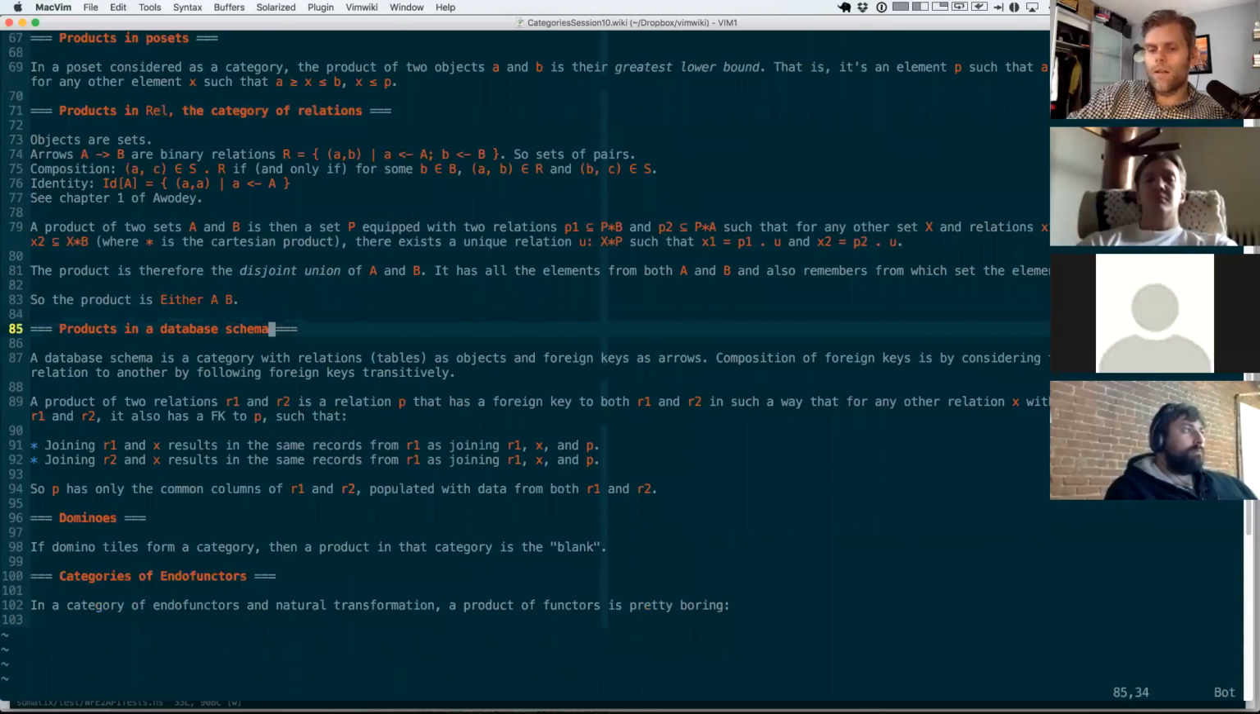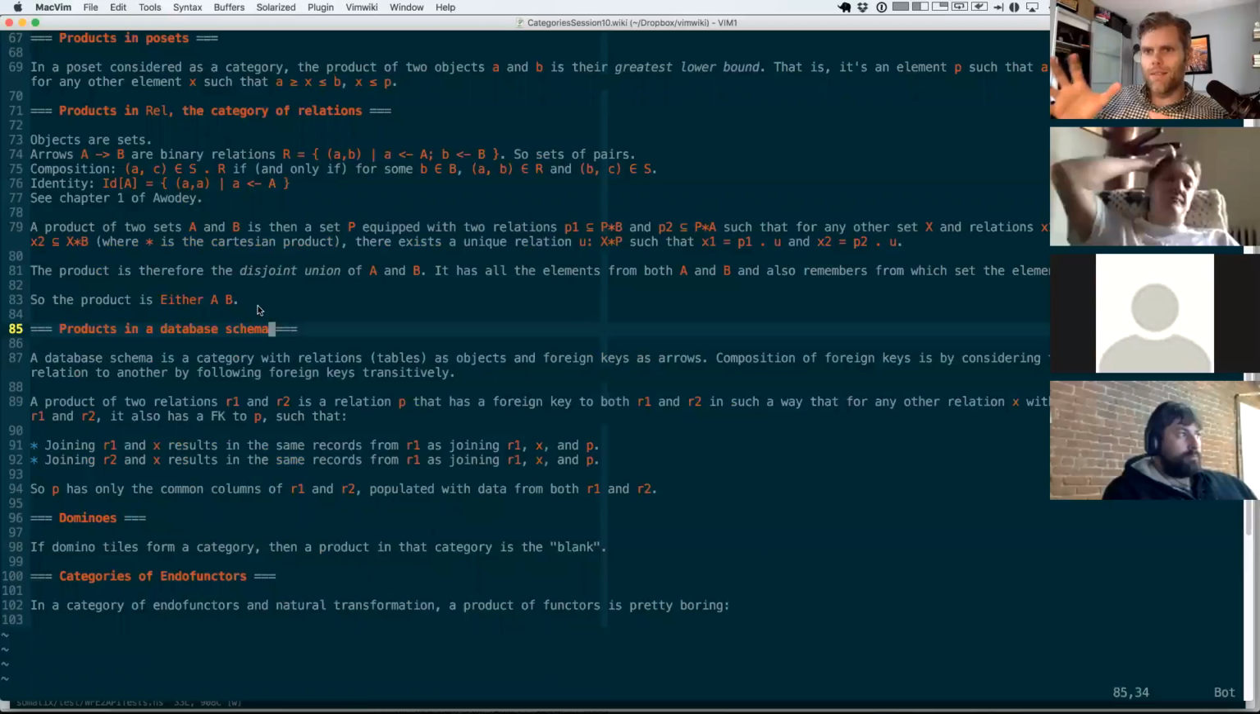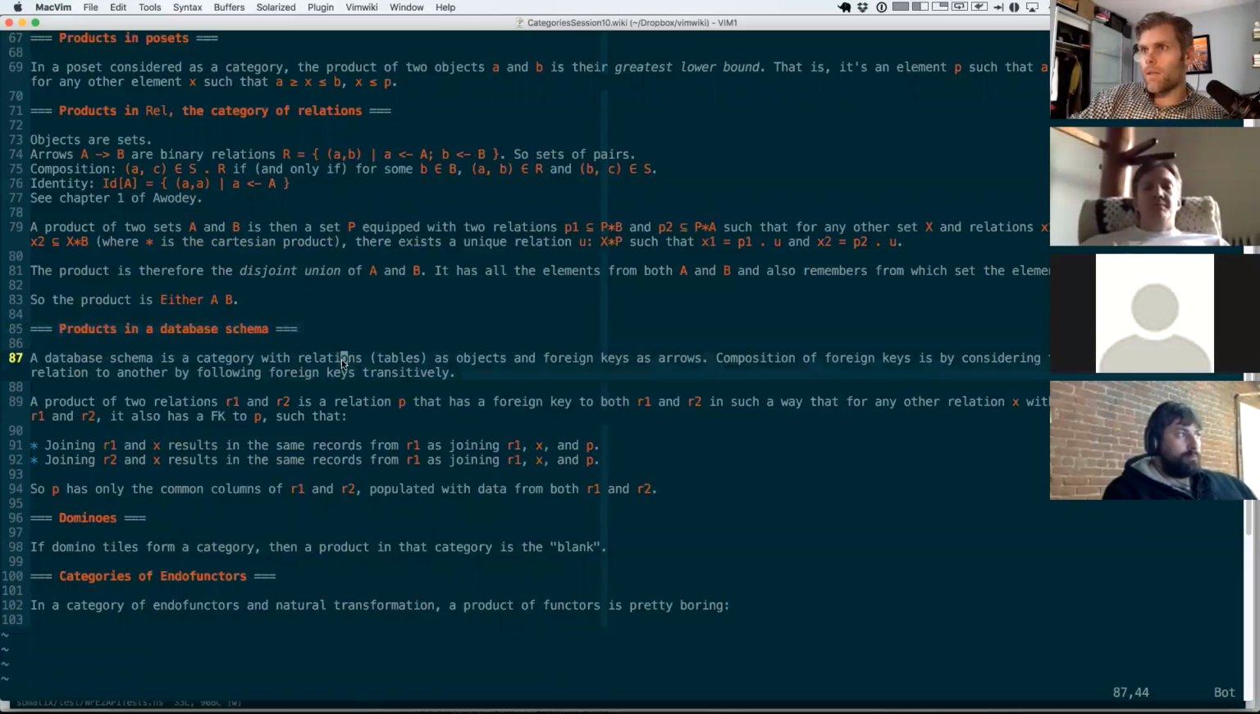Also looked at products in a database schema. So we're thinking of relations, like the category of relations. But if we look at a schema of relations, like a database, as a category in its own right. So a database schema, and this comes from functorial data migrations by Spivak. So a database schema is a category with relations. We call these tables. So those are the objects of the category. And then the arrows of the category are foreign keys between those tables.